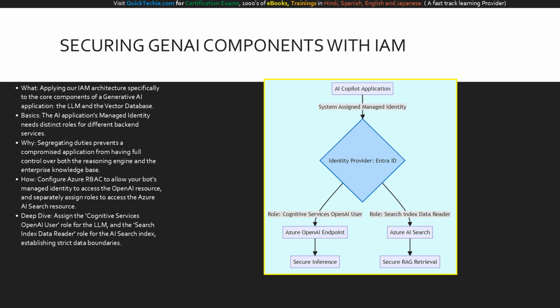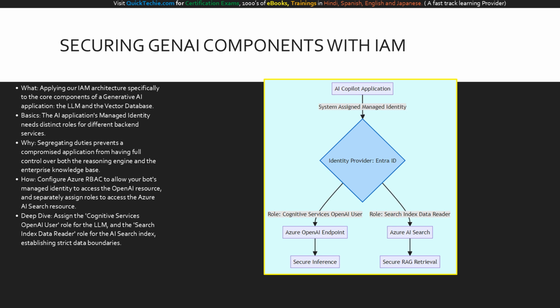The basics dictate that our application's single managed identity will require multiple, distinct role assignments. Why do we separate these? To segregate duties. If we use separate, fine-grained roles, we limit the blast radius. A compromised component cannot seamlessly take over the entire data estate.